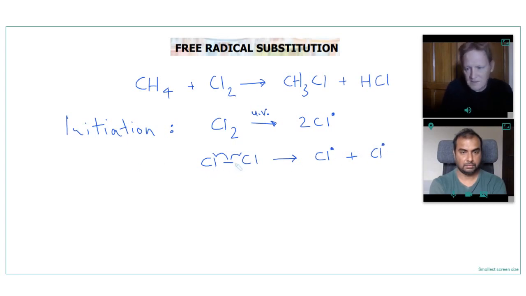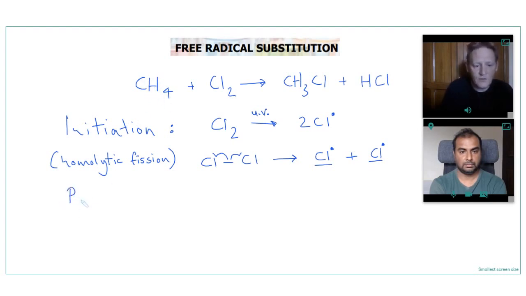And where a bond splits evenly like that, that's called homolytic fission. Where it doesn't split evenly, we get 1 atom taking both electrons, that's called heterolytic fission. So this is an example of homolytic fission. So once we've formed the free radicals, then they can start reacting with our alkanes. And this step is called the propagation step.